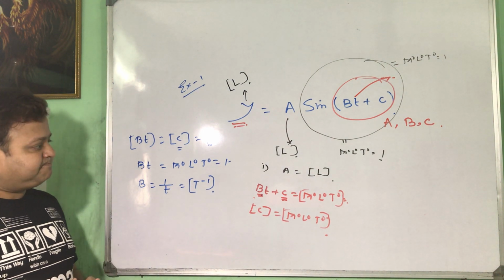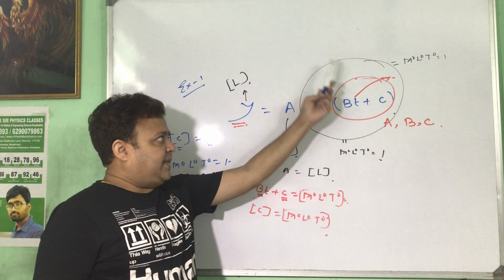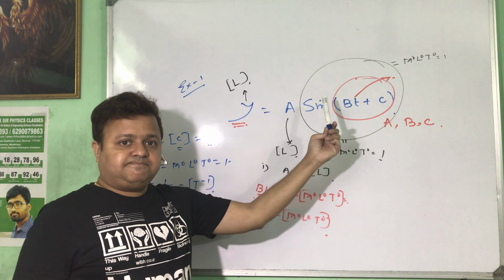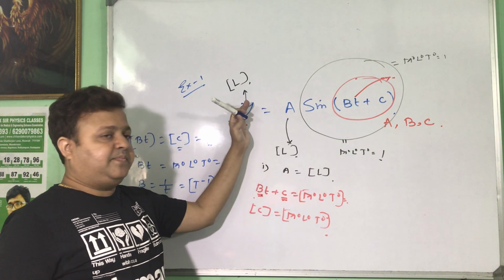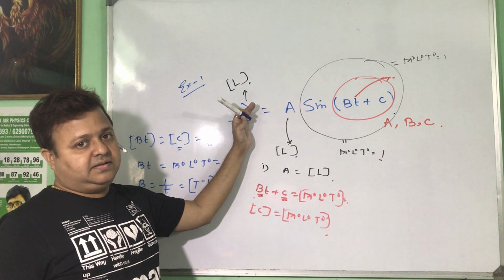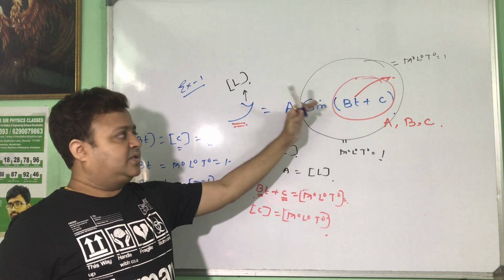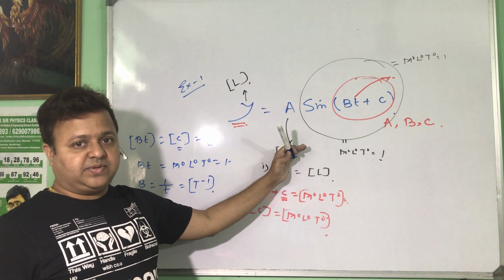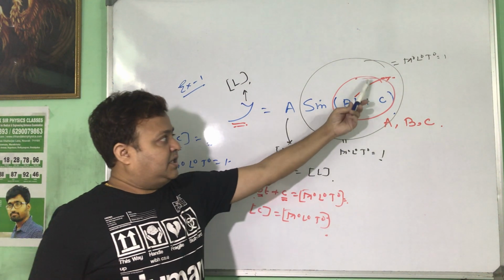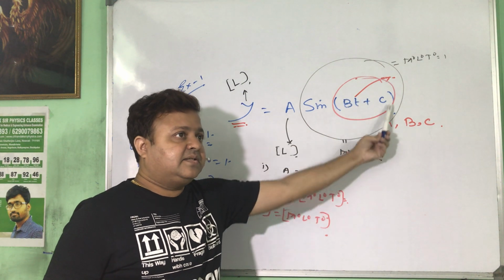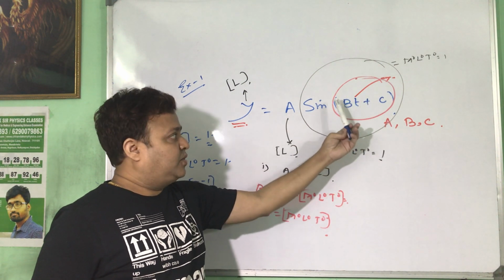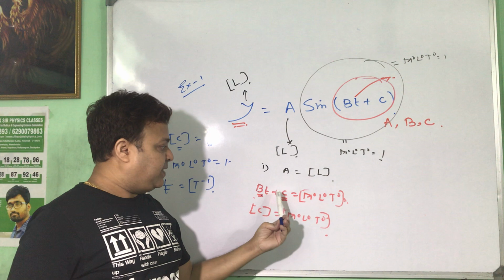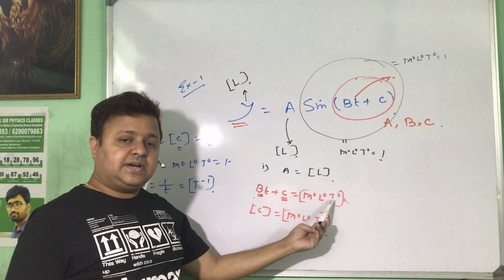Again repeating, this is the mathematical term, dimensionless quantity. So the dimension on the left hand side is L. This is the dimensionless quantity. So the dimension of A must be equal to L according to the principle of homogeneity. This is also a mathematical term. This is the angle. So BT plus C is the dimensionless quantity.